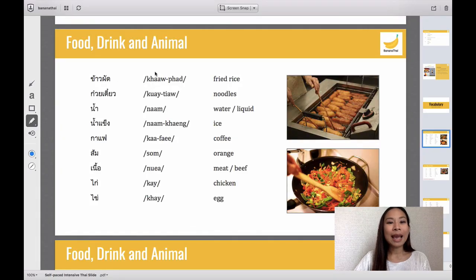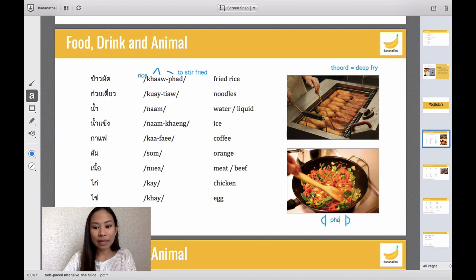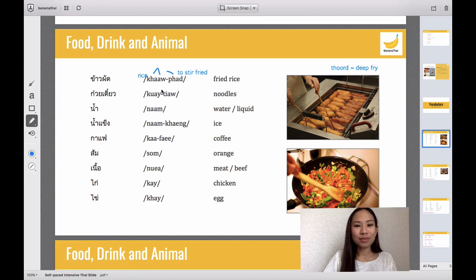The first word, ข้าวผัด, together, ข้าวผัด, means fried rice, because the word ข้าว means rice and the word ผัด means to stir fry. Many people understand that the word ผัด is to deep fry, which is not right. To deep fry in Thai is ทอด, while this one, ผัด, is to stir fry. Different.